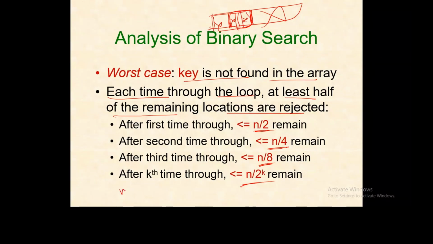Initially the list has size n, then after this the size becomes n by 2, then n by 4, then n by 8. We can write it as n by 2 raised to power 0, n by 2 raised to power 1, n by 2 raised to power 2, and n by 2 raised to power 3.